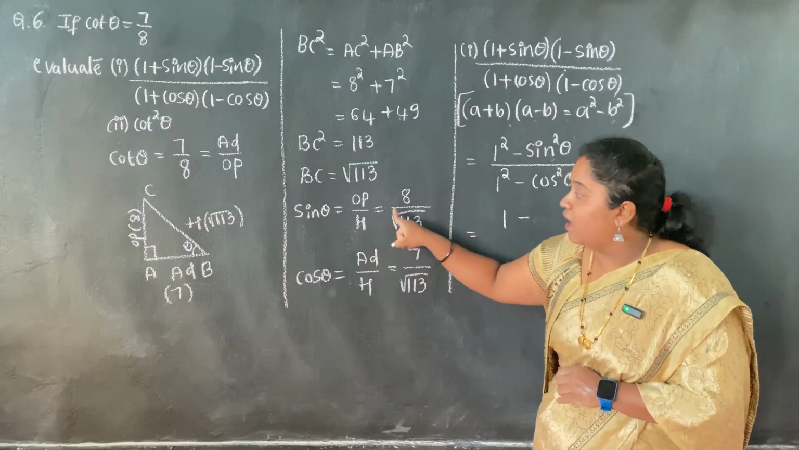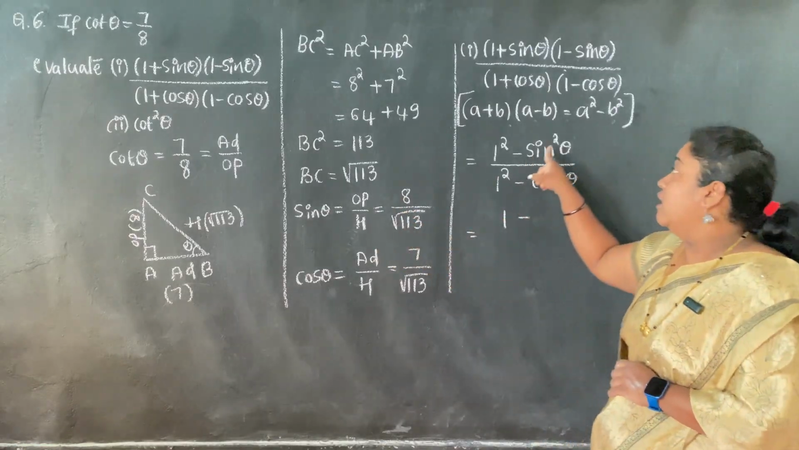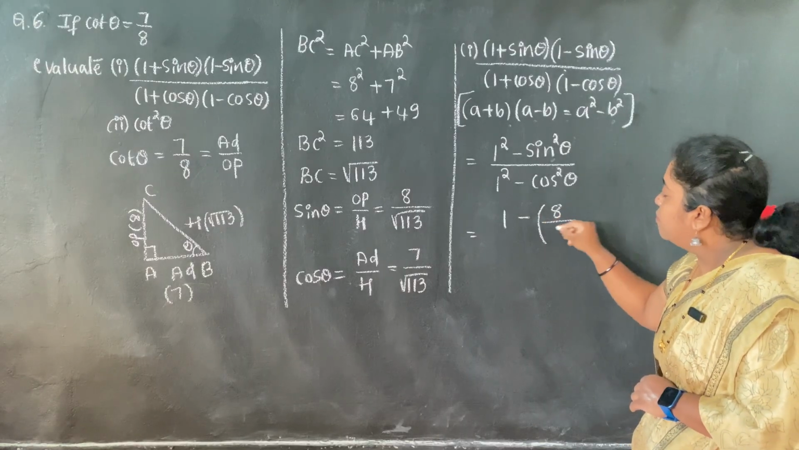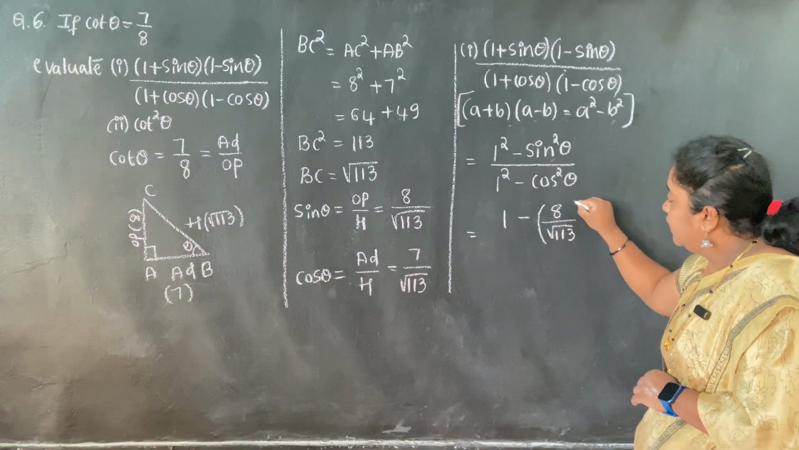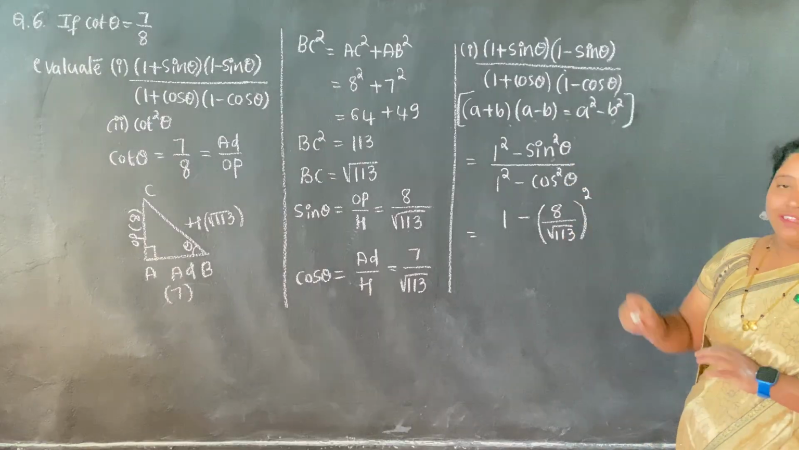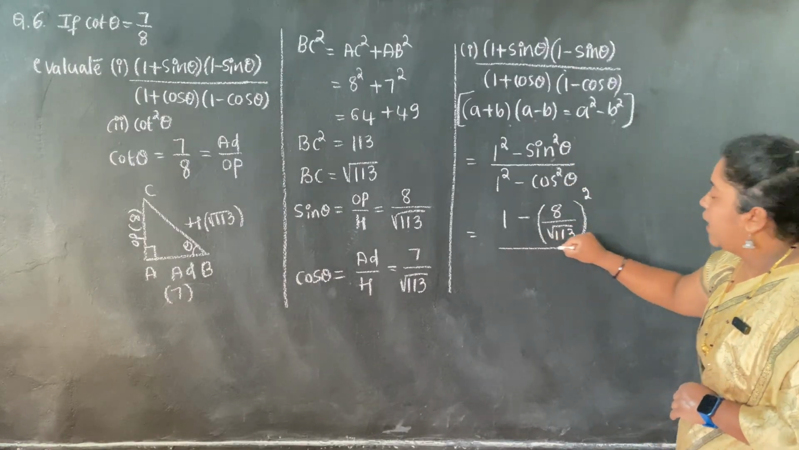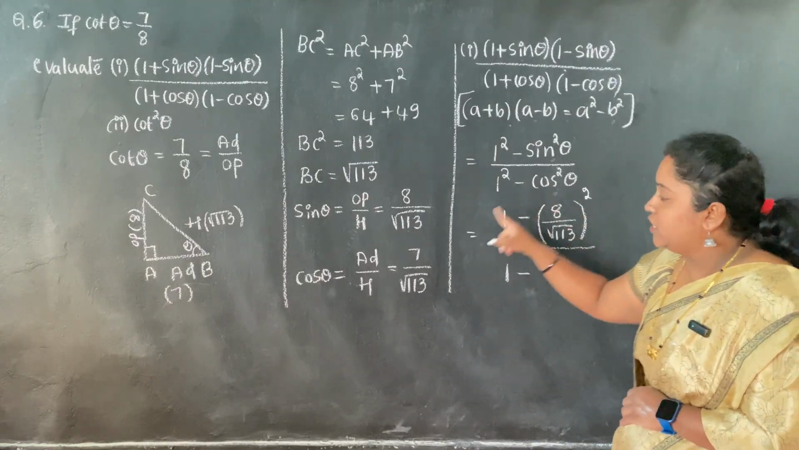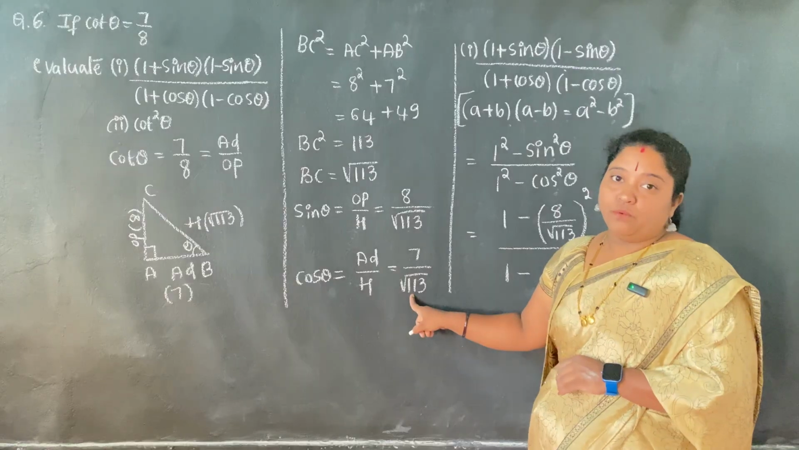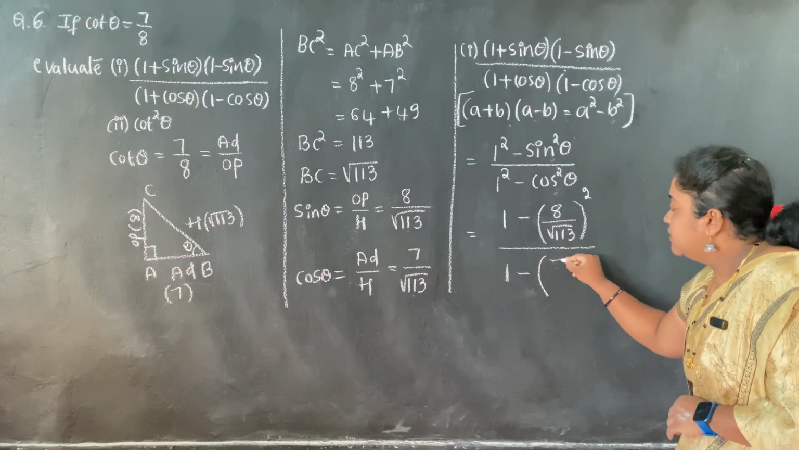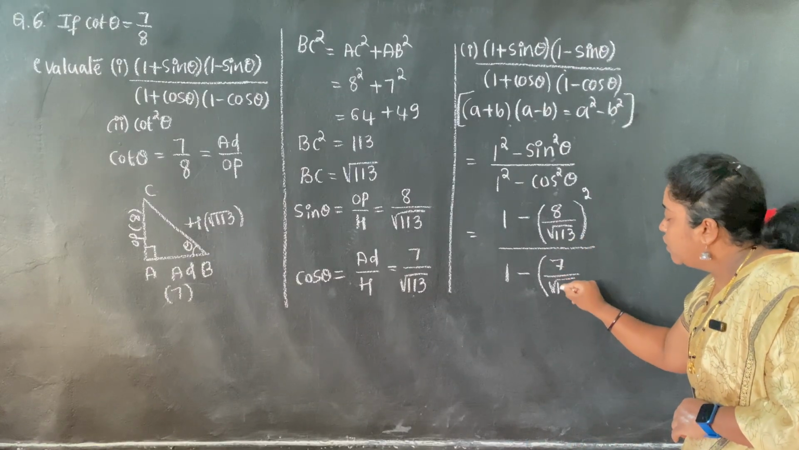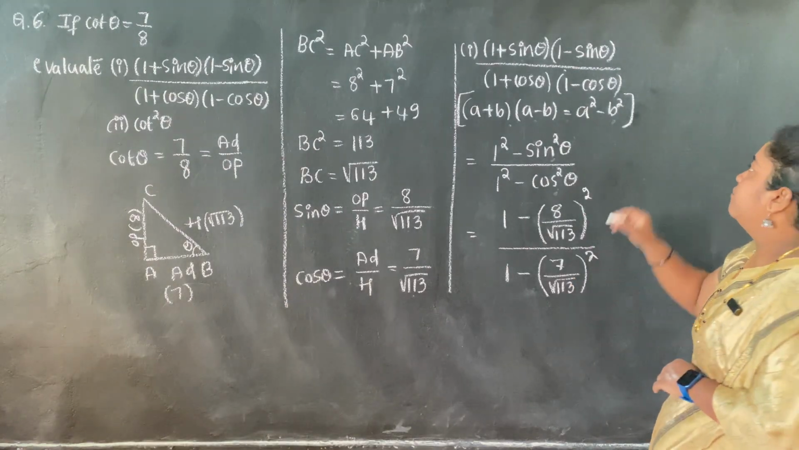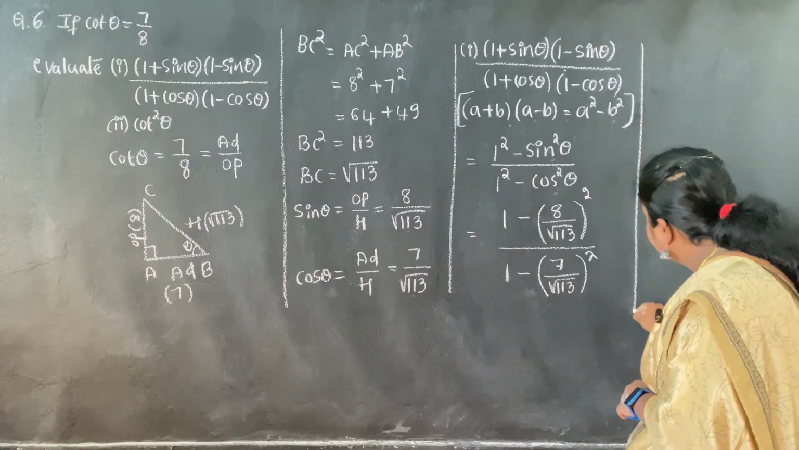What is sine theta? 8 by root 113. Now I need to have sine square theta, so I'll be writing 8 by root 113 the whole square, because square is provided, whole divided by 1 square minus cos square theta. See, 1 square is 1. Cos theta, what is the cos value? 7 by root 113. So I'll be having 7 divided by root 113 the whole square. Now let me simplify this part quickly.